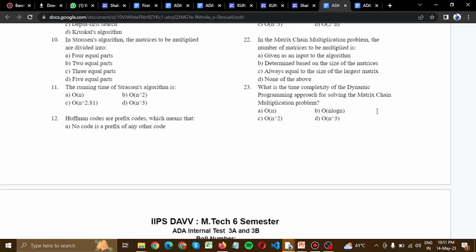Now question number 23. What is the time complexity of the dynamic programming approach for solving the matrix chain multiplication problem? So the correct answer is D, that is big O(n cube).